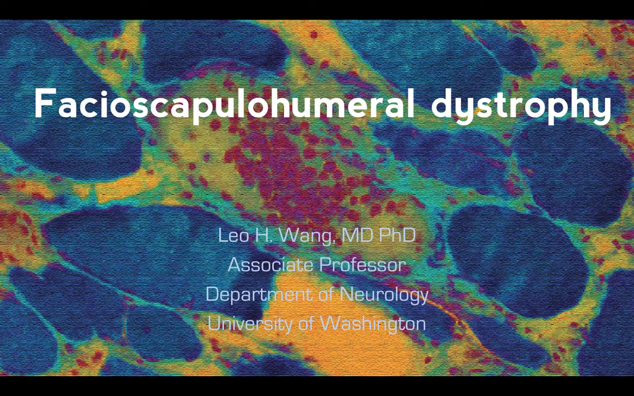Hello, my name is H Wang, and I'm a neurologist and researcher who takes care of and studies patients with muscle and nerve diseases at the University of Washington. My goal is to talk about facioscapulohumeral dystrophy, or FSHD.